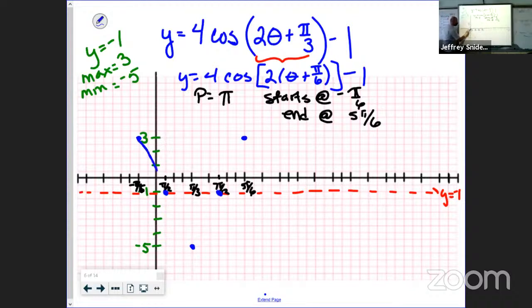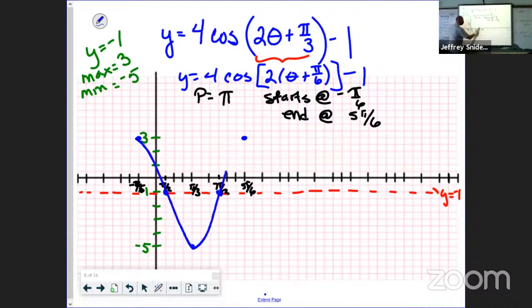So my graph, oh, I got a little funky at the end there. Like that. Looks like this. Questions on that one? Okay.